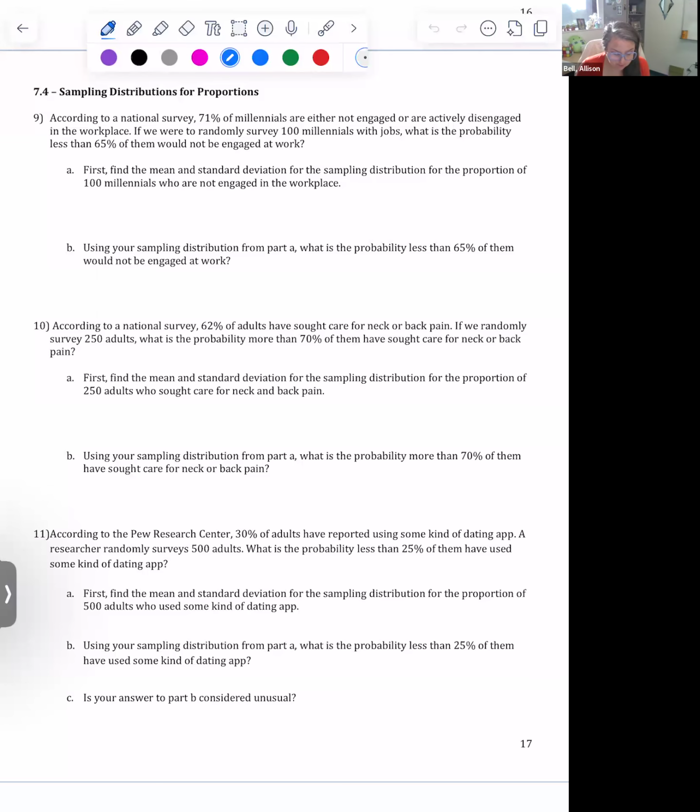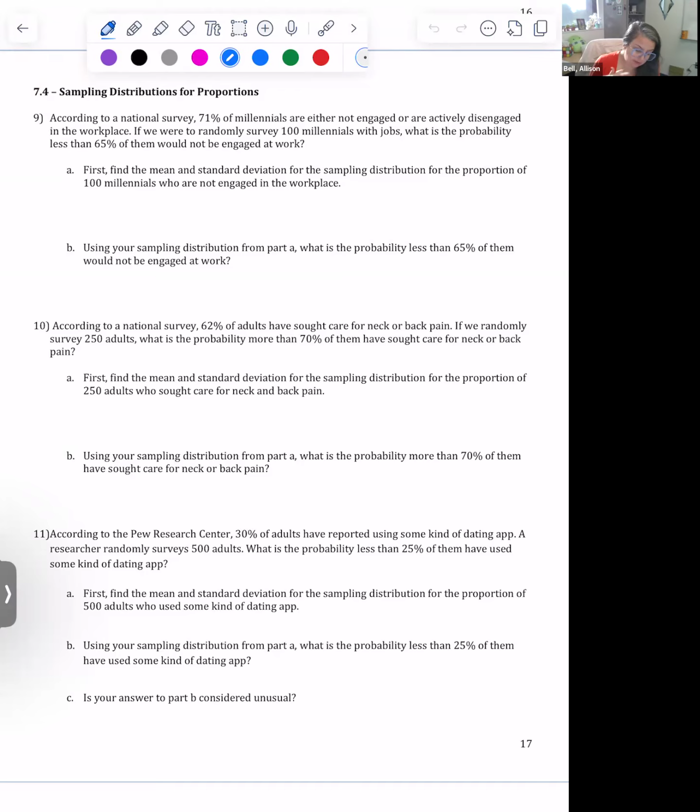Okay, so I'm on page 17 of our Unit 2 packet, and I'm looking at the sampling distributions for proportions example. So I'd like to do one of, well, maybe two of the examples with you, but we'll do one at a time. So we'll do number 9, and then I'll stop the video and I'll do number 10.